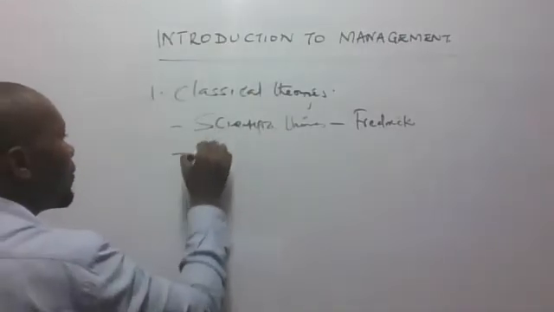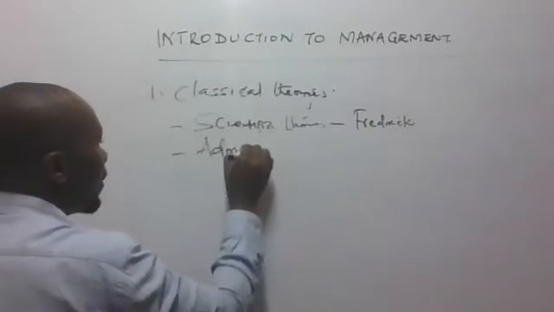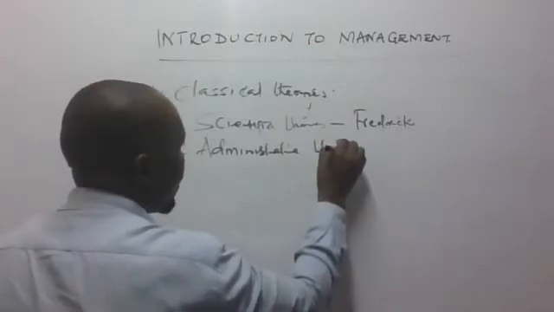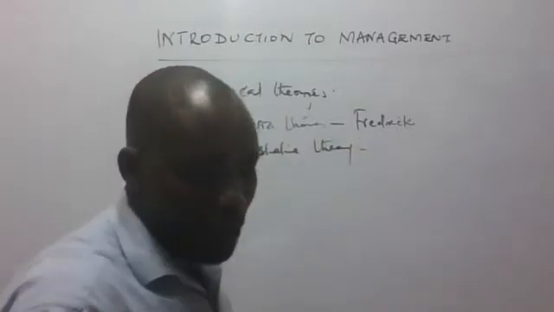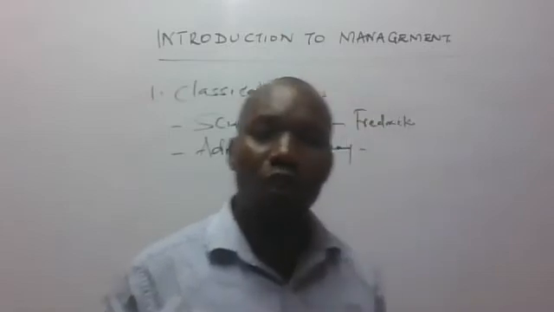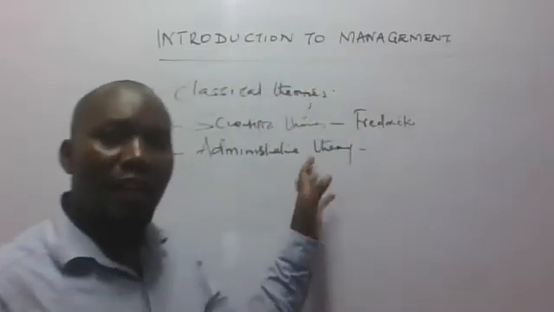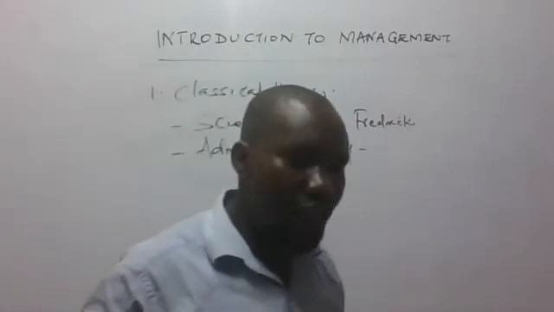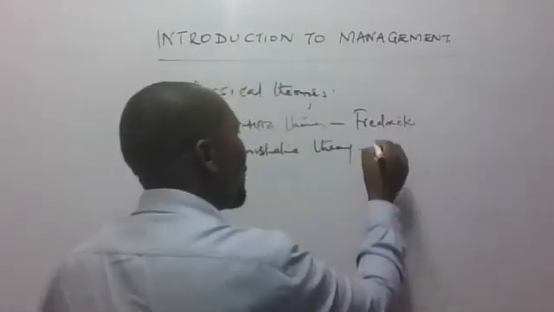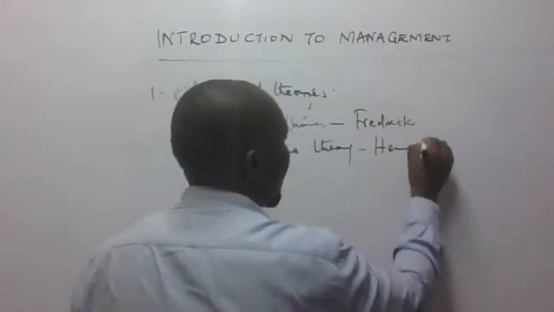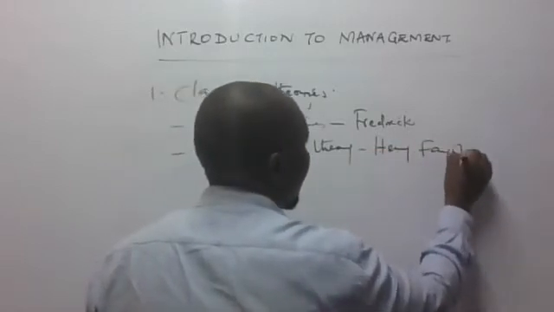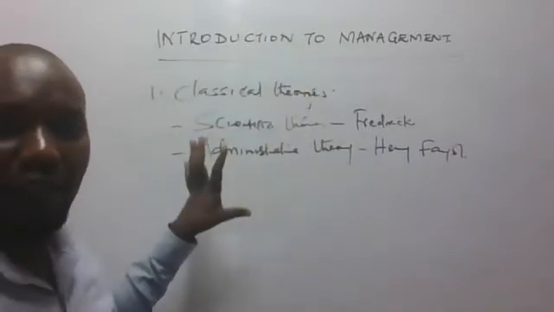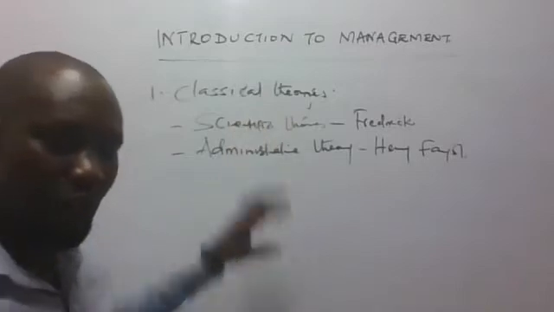Then we have administrative theory. Administrative theory was basically trying to improve on what the first theory looked into. And this one was introduced by somebody called Henry Fayol. Their main aim was to look at the best way of managing human beings.